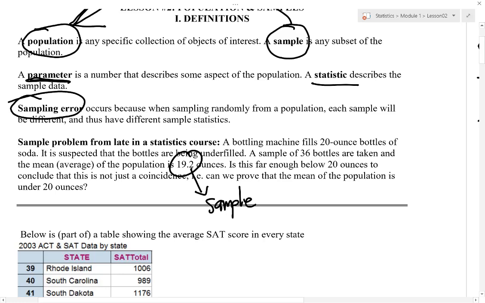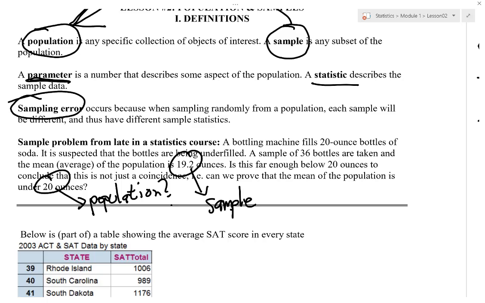What we're concerned about is, does this mean that the population is at or under 20 ounces? There's a reason I'm putting a question mark here, because we don't know what the population is. But we're trying to use this sample to make an inference about this population. So we're going to learn to solve problems like this later. And in actuality, we don't even have all the information we need. There are other things we would need to know about the situation to actually solve it. But we're saying 19.2 ounces.